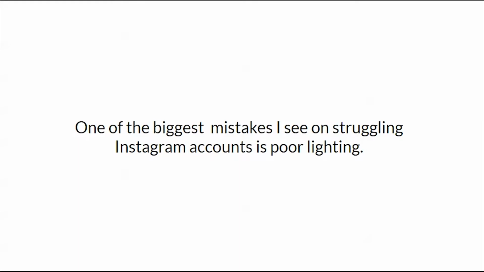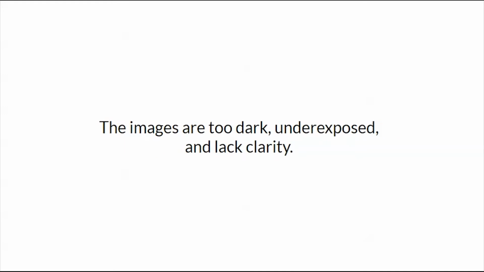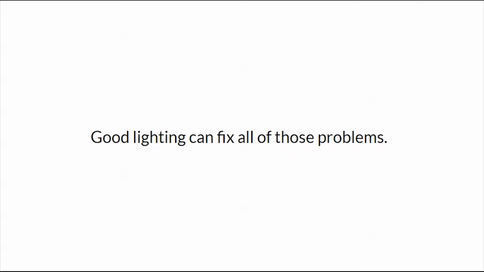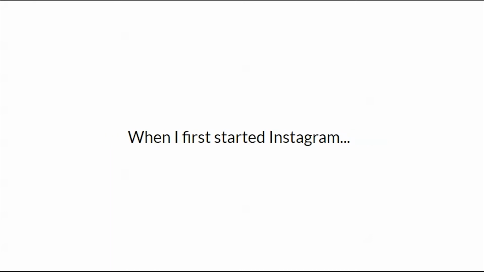Any photographer will tell you that the key to a great photograph is always lighting. Lighting is absolutely king when you're taking any photo. So it's unfortunate that one of the biggest mistakes I see on struggling Instagram accounts is poor lighting. Their images are too dark, they're underexposed, and they lack clarity. Good lighting can easily fix all of those problems. This is an important lesson I think anyone who does any sort of photography has to learn.